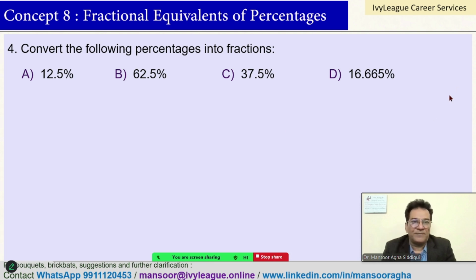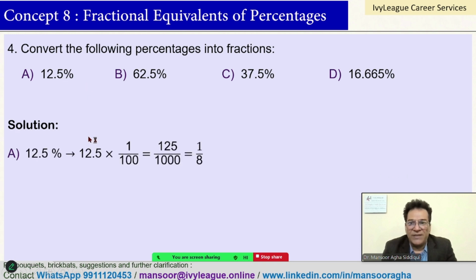Okay, let's attempt. When we talk about 12.5%, that is basically equal to 12.5 multiplied by 1 upon 100, or 12.5 divided by 100, and we remove the percentage sign. As a result, we end up getting 125 upon 1000. I don't remember the table of 125, but I remember that 125 plus 125 is equal to 250, and 250 comes 4 times in 1000. As a result, it should be 1 by 8.